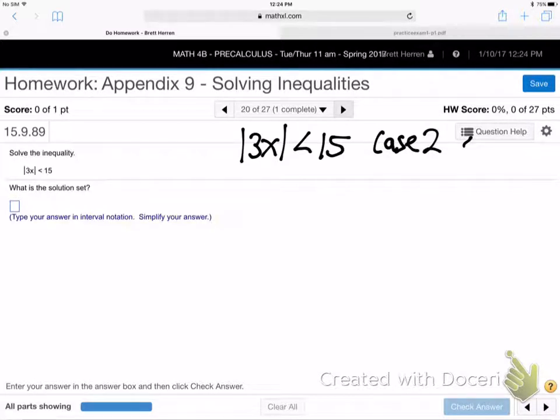Absolute value less. And it doesn't matter. I think I wrote less than or equal to, whatever. Same thing. That's just a bracket, parenthesis, right? So absolute value less. What does that mean? What I told you is in that case, you've got to write the triple statement. The negative 15, the 3x, and the positive 15. Everybody see that?